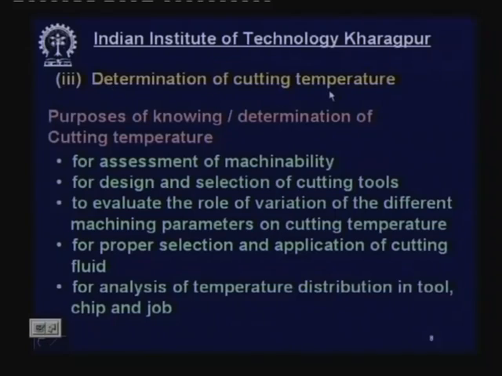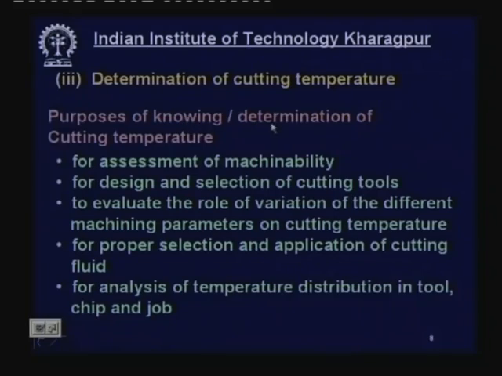Now, the determination of cutting temperature. How will you determine the magnitude of cutting temperature and its distribution over the tool, chip, and so on? Before that, why should we determine the cutting temperature? What is the use of it? Who will be benefited? Let us examine the purposes of knowing or determining cutting temperature.